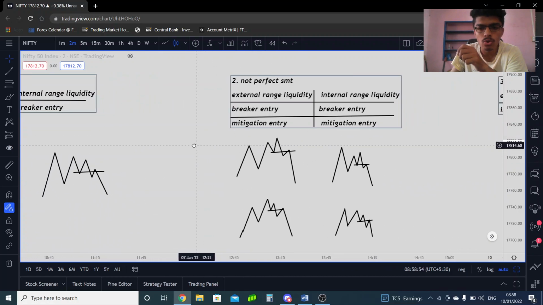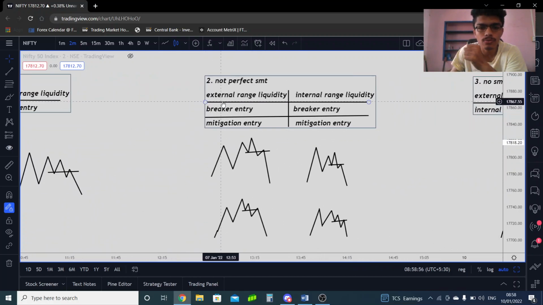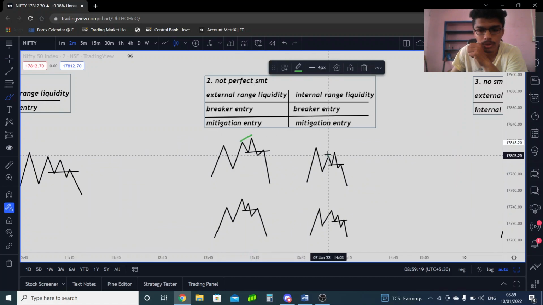So if we go to the second case scenario, one pair is going to take external range liquidity, another pair is going to take internal range liquidity. On the second leg, market is going to give you a breaker entry, and on the second leg, market is going to give you a mitigation entry. So the market is going to give you breaker entry, mitigation entry, mitigation entry.